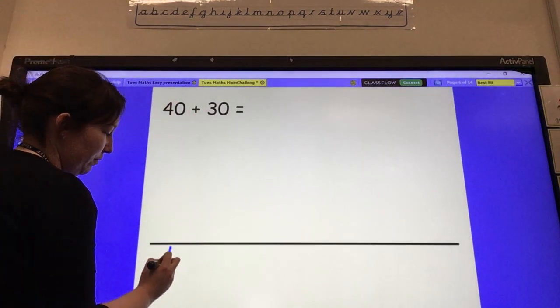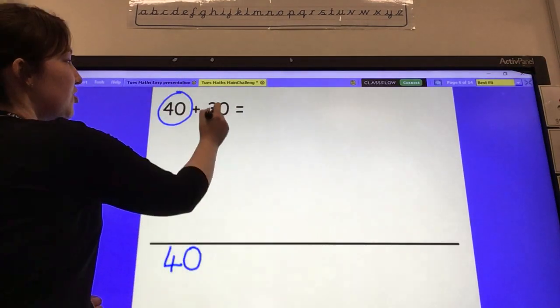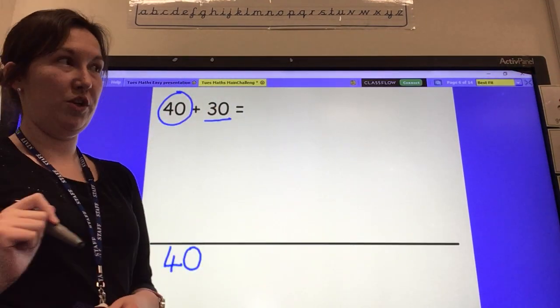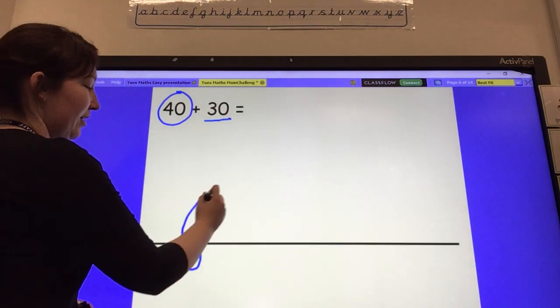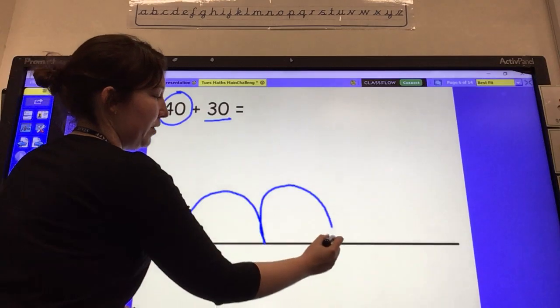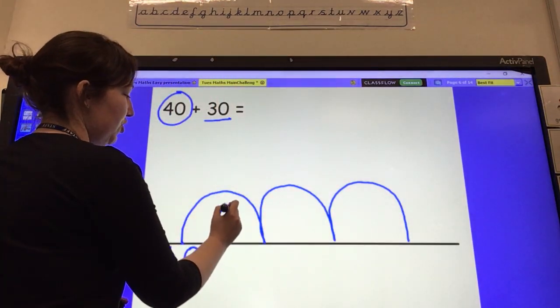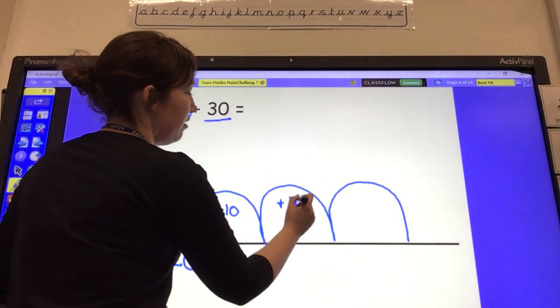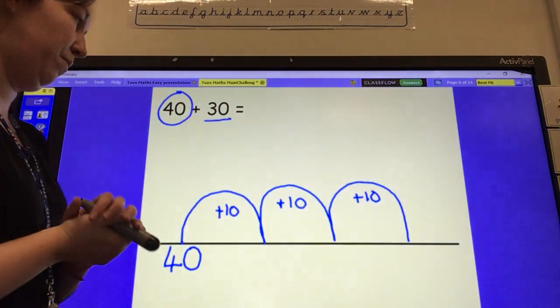So we're going to start on the number 40, which is here, and then we're going to jump on 30, and remember we're jumping on in jumps of 10. So we are doing 10, 20, 30. And again, I'm going to label it with jumps of 10 just to remind me that I'm adding 10 each time, so that I don't accidentally add 1 by mistake.